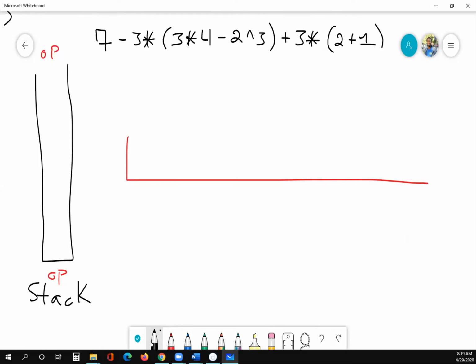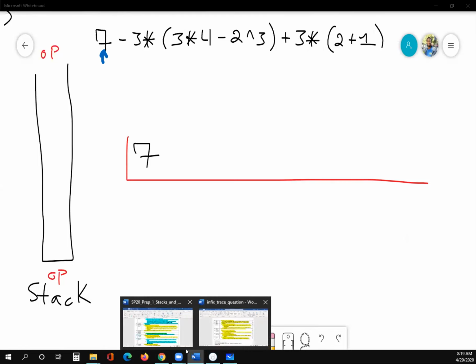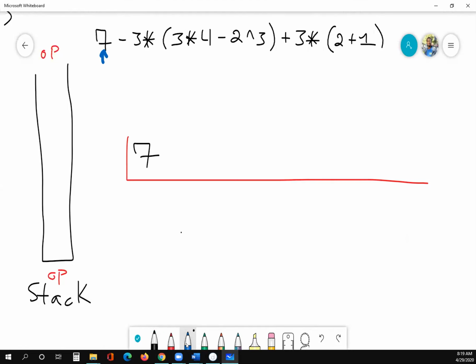So let's start with 7. I'm going to do it in blue so we identify where we're at. So we're starting there. I'm going to go 7. It gets popped into the actual field. I'm going to call it a field.